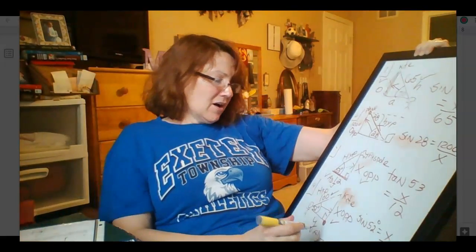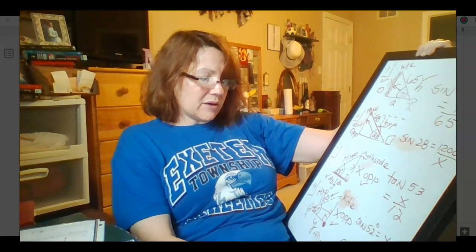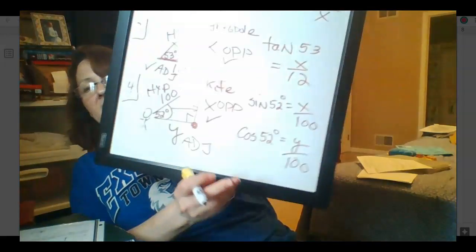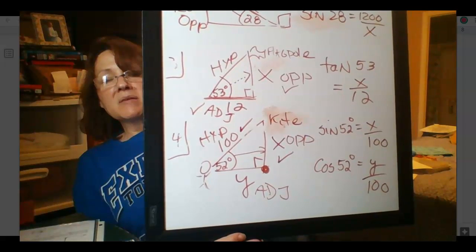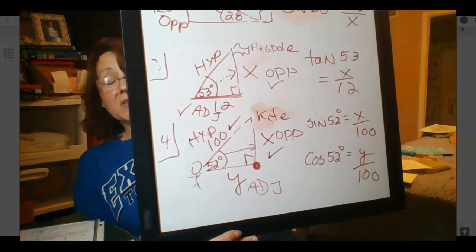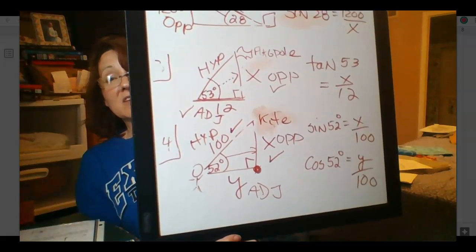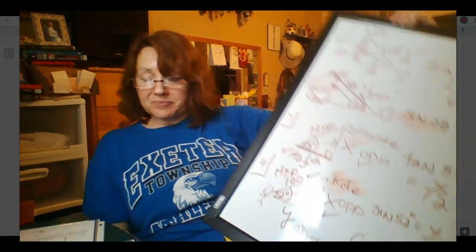How do I solve for y? Well, that's adjacent over hypotenuse, so that would be cosine. So I would say the cosine of 52 degrees equals y over 100, right? And then I would solve for y, which is the distance between the man and the ground where the kite comes in. So that's how you would solve for x and y.